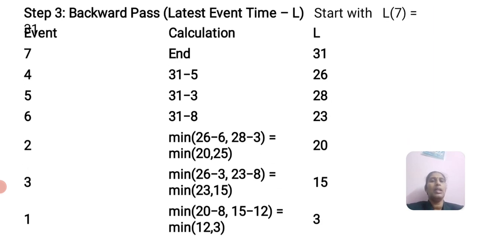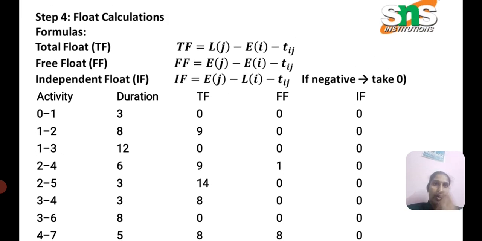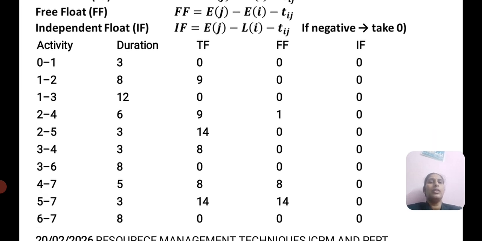Based on that, we find the total float. The total float formula is L minus E, the free float formula is E minus E, and the independent float is E minus L. Like that we calculate the total float and free float, and the float calculation is applied based on those values.